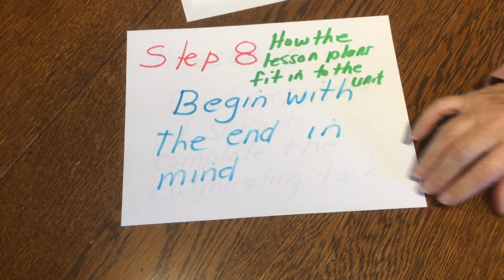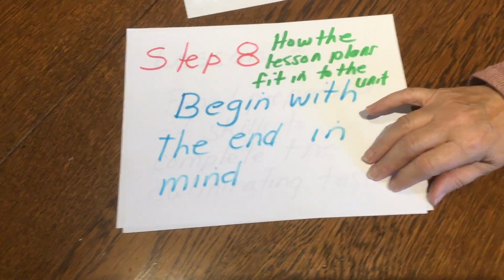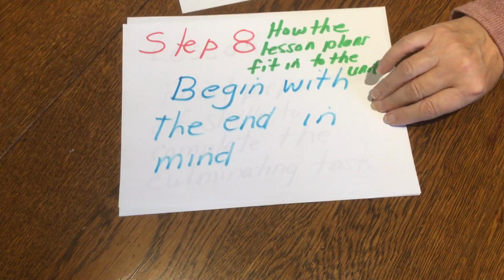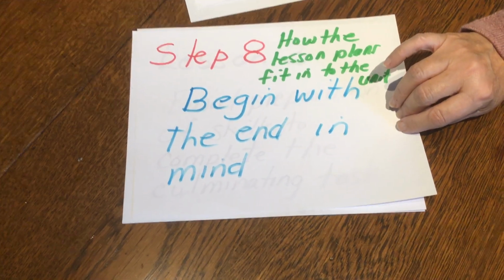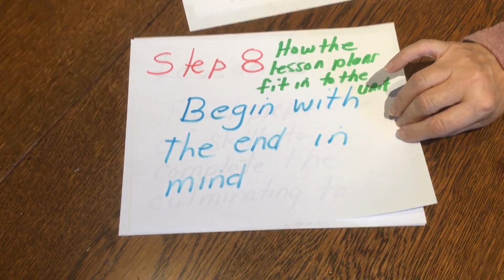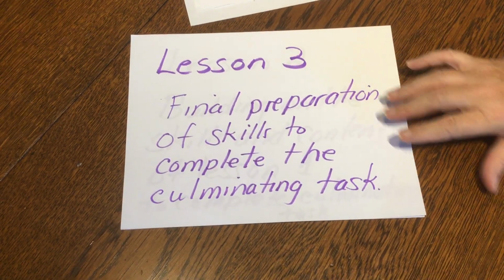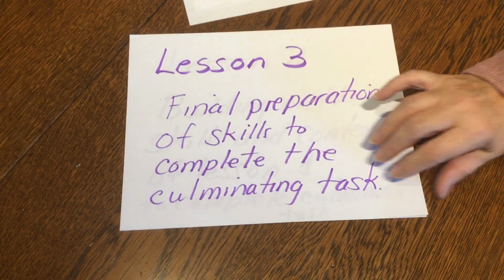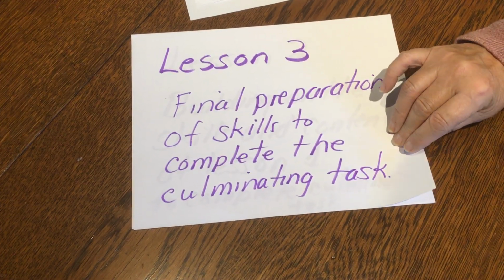And we talked about backward design, and I like to do my lesson planning in a backward design way. You can choose to do it the other way if you wish to. But you want to begin with the end in mind. You know what the culminating task is, you know the success criteria now. So I always look at the last lesson. The final lesson is a preparation of skills for the students to complete the culminating task.